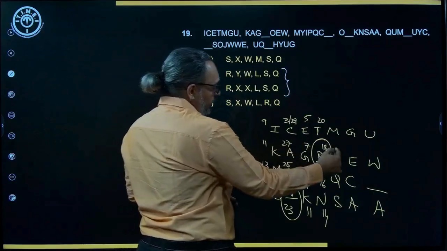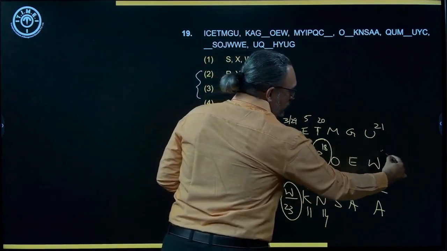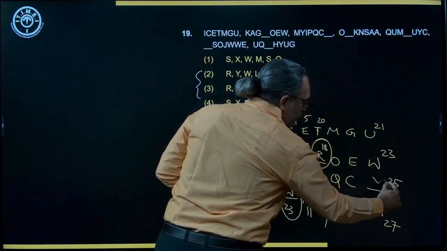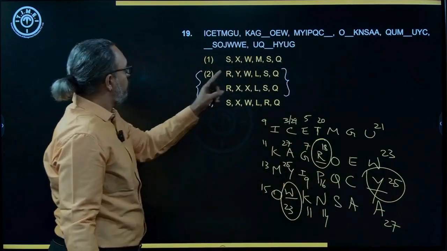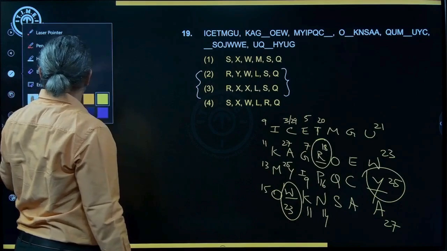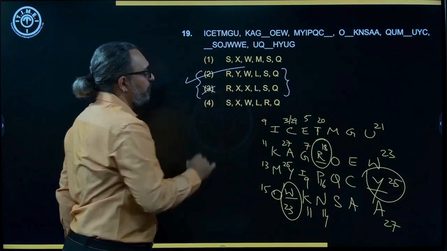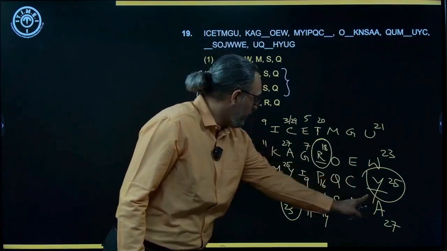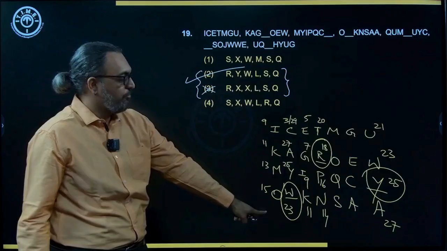So now check. This is 21, this is 23, this is 27, so 25. 25 is Y. So here I should get a Y. Means the second position in the options has to be a Y. That means it is choice 2, not the third option. You can select choice 2. So we have R, we have Y. Then if you look at the next, W, see R, Y, W, that is what we have.